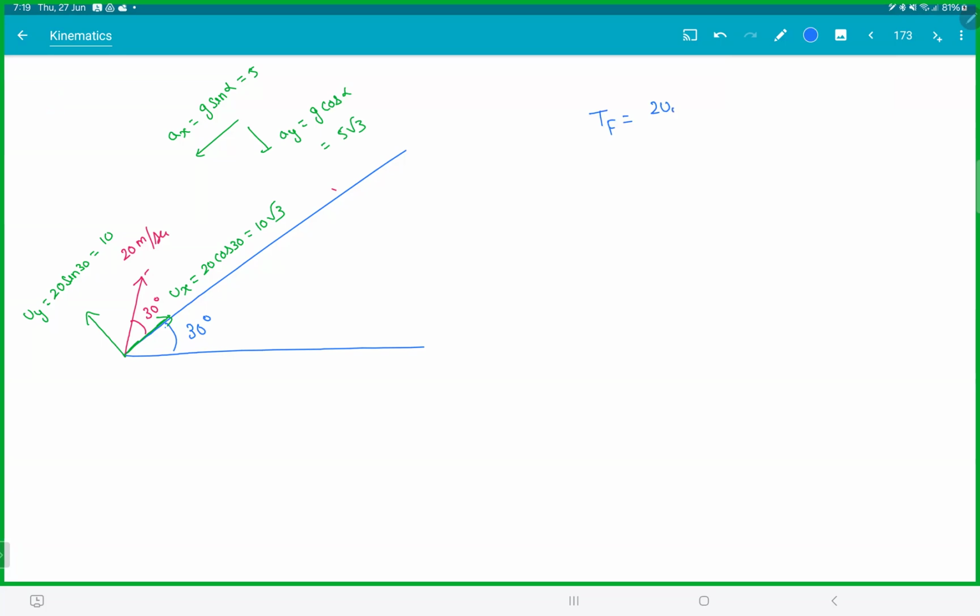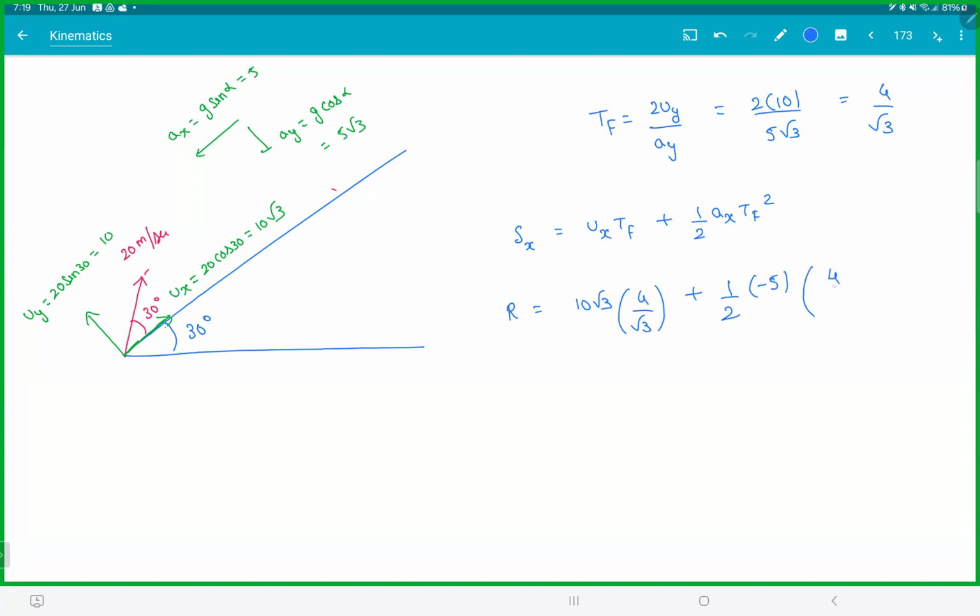So time of flight is 2 u vertical by a vertical, 2 into 10, and a vertical is 5 root 3. That would be 4 by root 3. So range Sx will be ux times time of flight plus half ax times time of flight square. ux is 10 root 3, time of flight is 4 by root 3, plus half, remember ax is minus 5 because it's in the opposite direction, times time of flight square, which is 4 by root 3 whole square. This is 40 minus 5 by 2 into 16 by 3. 2's 8's 40 by 3, 80 by 3 meters.